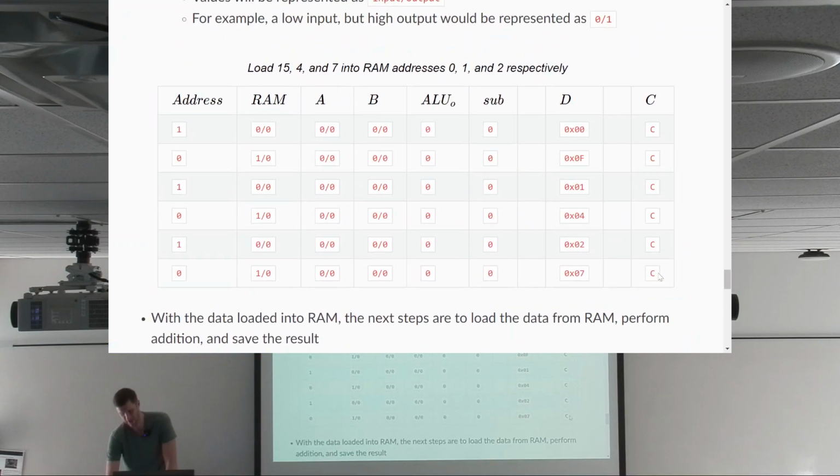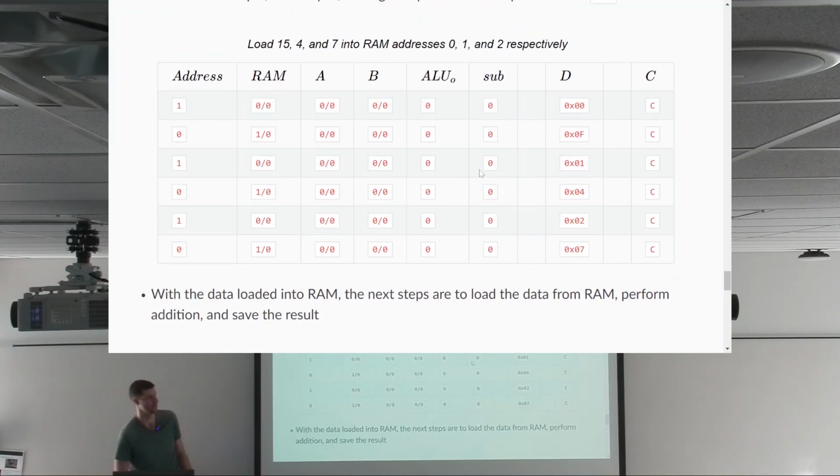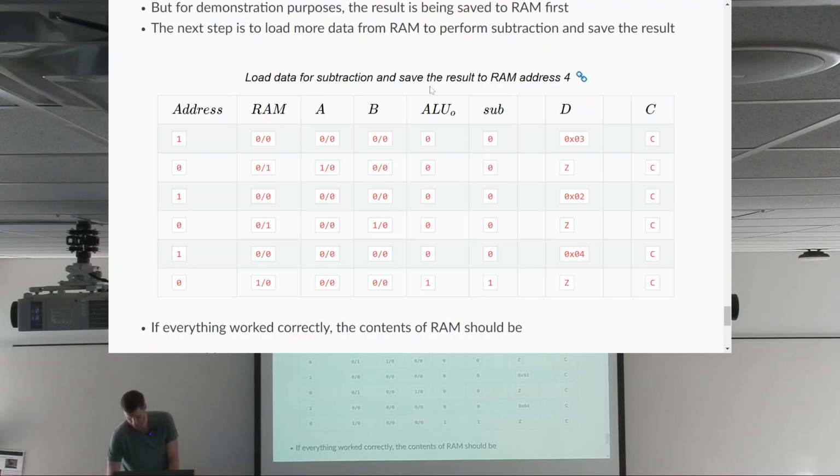Okay, and then here's an example of, what is this one doing? Load 15, 4, and 7 into RAM addresses 0, 1, and 2. That's what that does. That's the control signals for doing that. Well, some of them are control signals, some of them are data signals, one's a clock pulse, whatever. Any questions? And then I think here I'm saying, okay, load data for addition and save the result back in address 3. Great, cool. And then load data for subtraction and save the result in address 4. Cool. So we're just playing around.